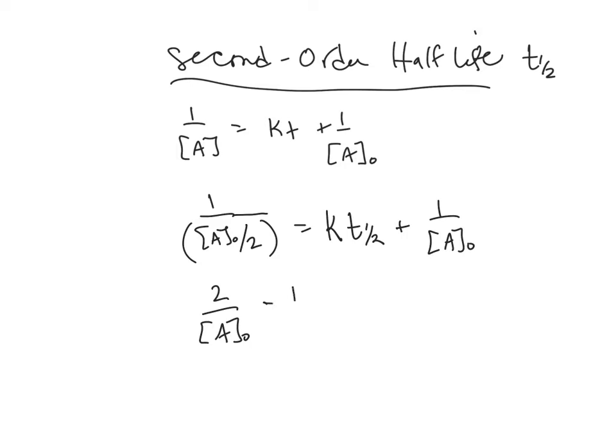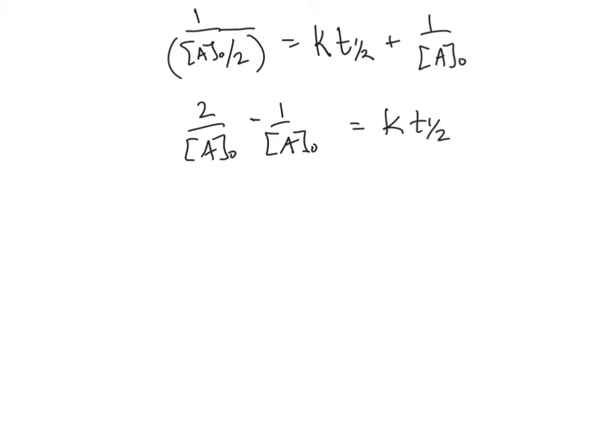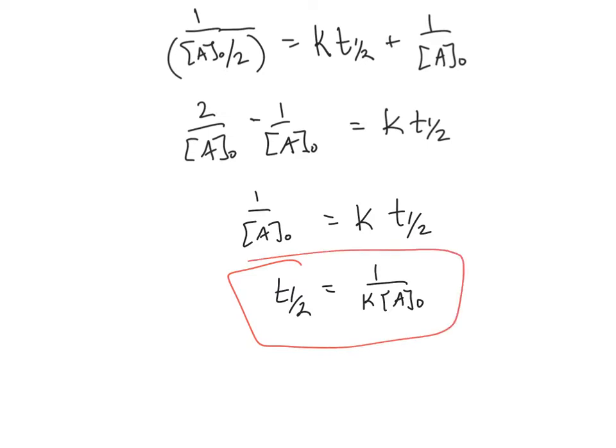Let's subtract the 1 over A initial on the right-hand side, so it ends up on the left. And then this is K times T1 half. So 2 over A0 minus 1 over A0 will be equal to 1 over A initial, or A0. This is equal to K times T1 half. Solve for T1 half, and this will be 1 over K times the initial concentration. Second order half-life.